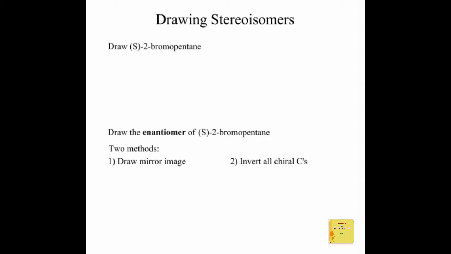Let's get some practice drawing stereoisomers. Let's say we were asked to draw S-2-bromopentane. How could we do that? Well, we could draw pentane, 1, 2, 3, 4, 5. So there's pentane, and on carbon 2, we have a bromine. What are our two choices? That bromine can either be a wedged bond or a dashed bond, and only one of them is going to have the S configuration.